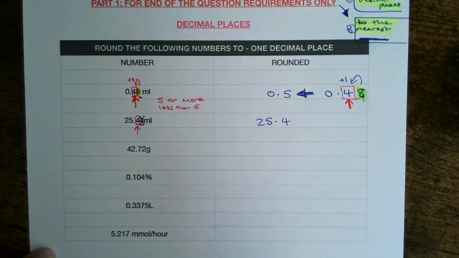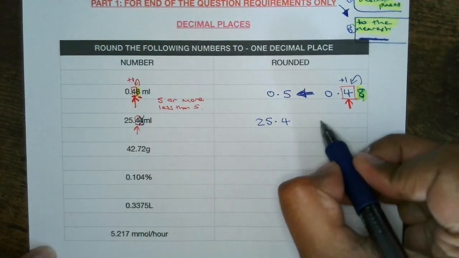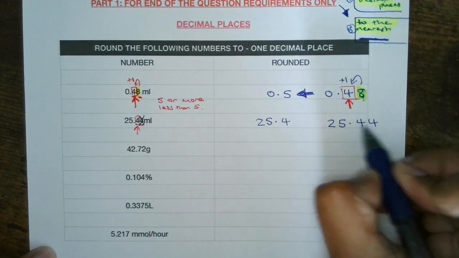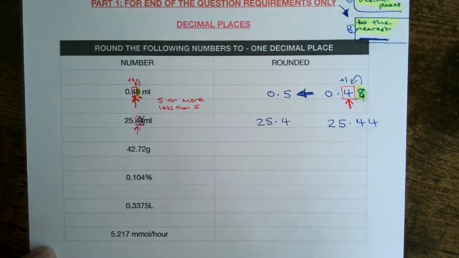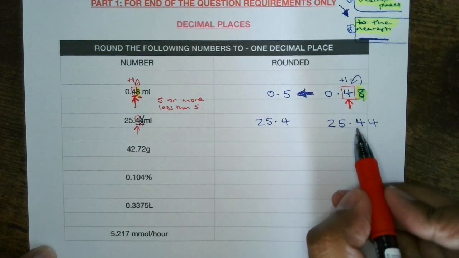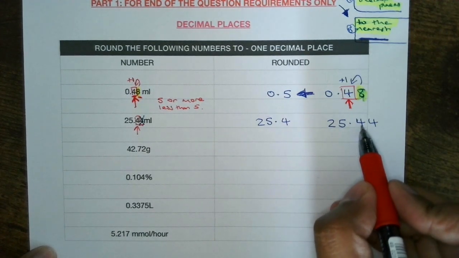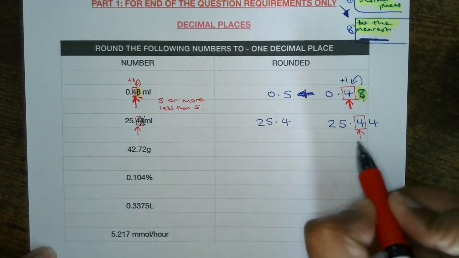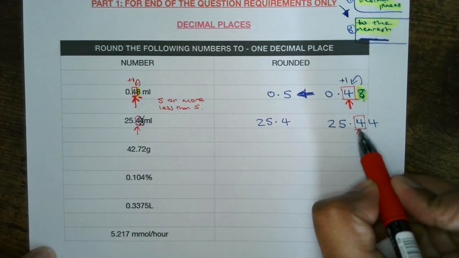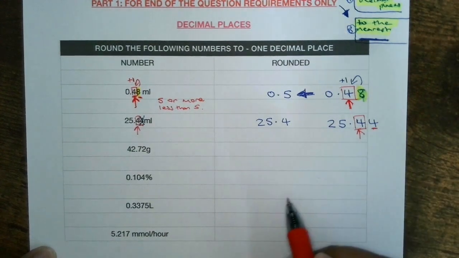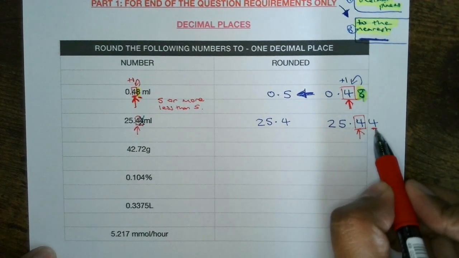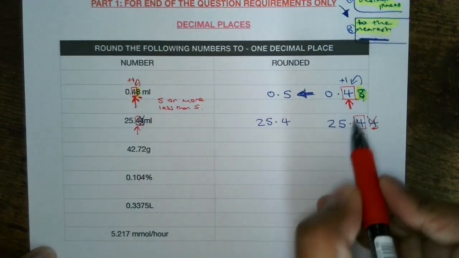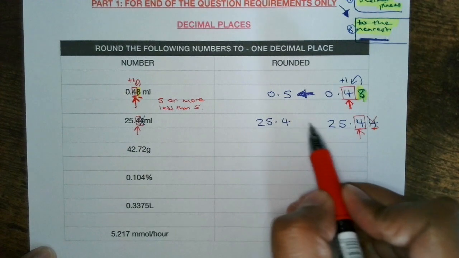So the answer for this one would be 25.4. So again, I'm going to explain this again. I'm going to write it out a little bit bigger for you. So we've got 25.44, okay? And the question wants you to round it to 1 decimal place. So what I want you to do is just draw a box around the position it's referring to. So it's referring to this position, the 1 decimal place. You look at the first number next to it and you say, is it greater than 5 or smaller than 5? It's smaller than 5, cross it out. That's your answer, 25.4.